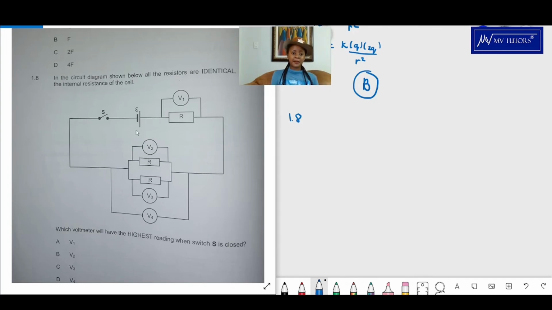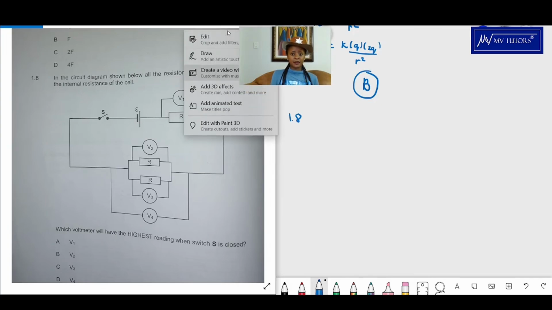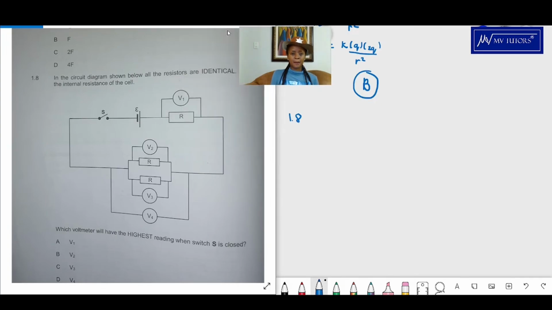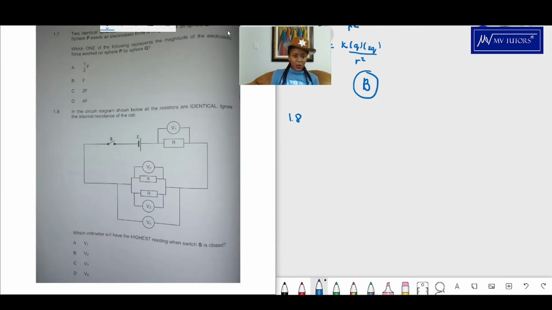Remember, if switch S is open, the only reading you're going to have in the circuit would be V1, and V1 will be equal to the EMF, because there's no current flowing. So if there's no current flowing, you have a reading on V1, V2, V3, and V4. I actually want to make some marks. Now they're asking which voltmeter will have the highest reading.